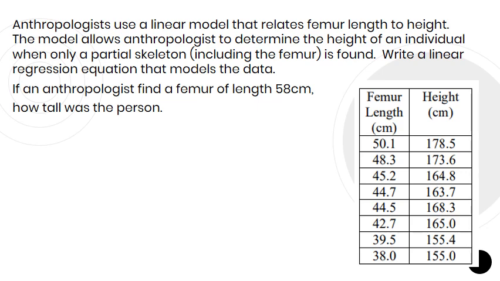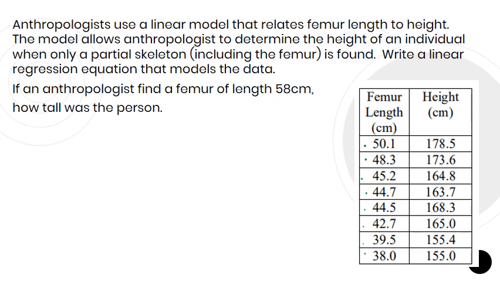So I have 1, 2, 3, 4, 5, 6, 7, 8 data points to choose from. I want to pick 2 points that are representative of the data. So I don't want to pick numbers right next to each other, and I don't want to pick any outliers.